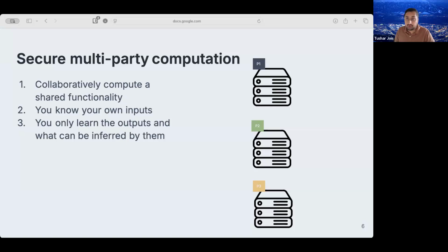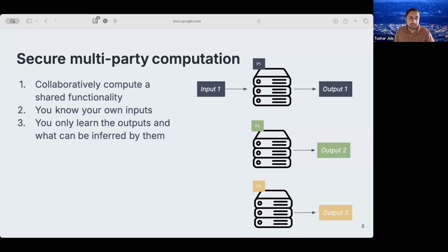As a visual, here are three parties. They each are going to get some kind of output. They each have some associated input that is processed to get this output. And I want to point out that these outputs can be the same. They can all receive the same output, or these outputs can be specific to the individual parties.